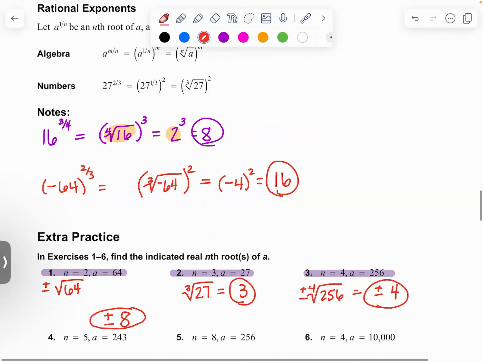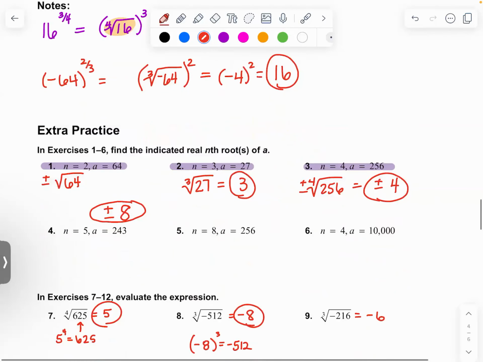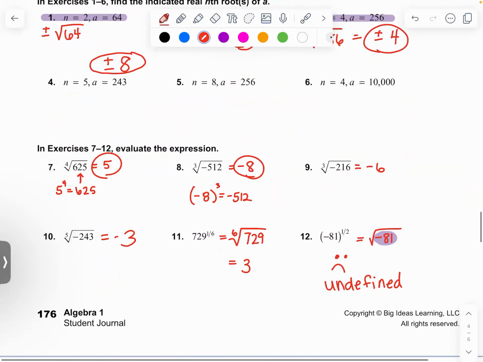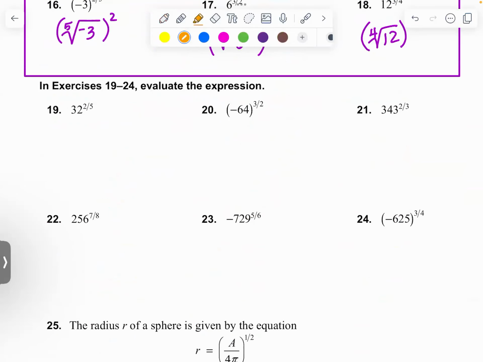Okay. What I would like you to do is go back to that next page. You and your elbow partner are going to do 19, 20, 22, and 23. 4 problems. I'll give you a minute or 2.